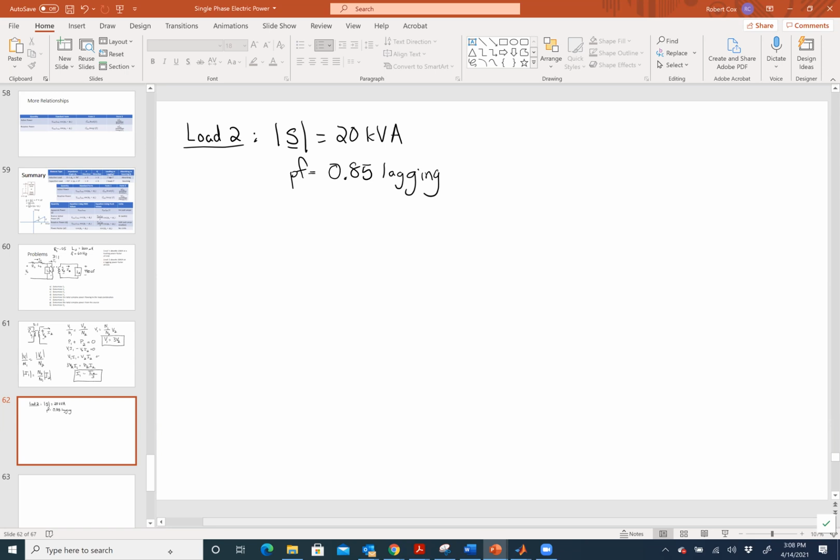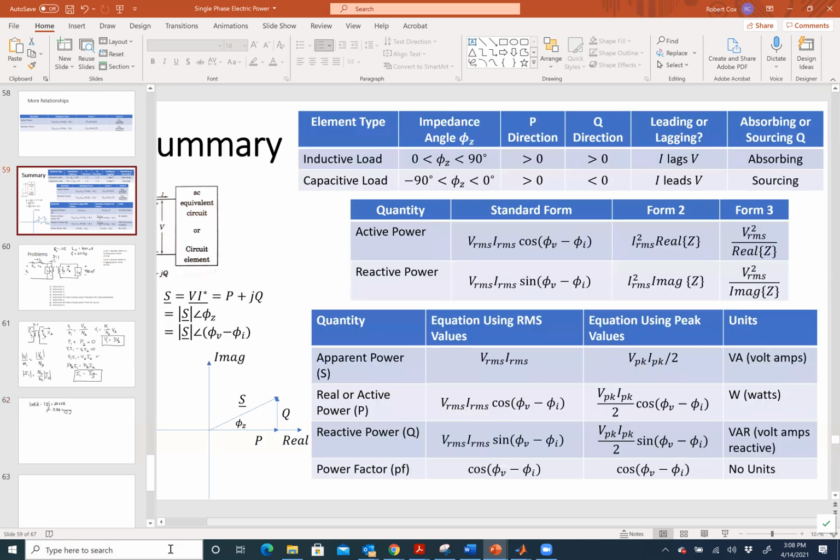All right, so what I need to do next, sort of my second step, is what does it mean to be lagging? Let's go up to my summary here. All right, so that really gets into the type of load. Here, lagging or leading talks about the type of load I'm dealing with, right? So inductive load, my angle is between 0 and 90. Capacitive load, I'm between 0 and negative 90. All right, which one do I have here? Inductive? I have an inductive load.